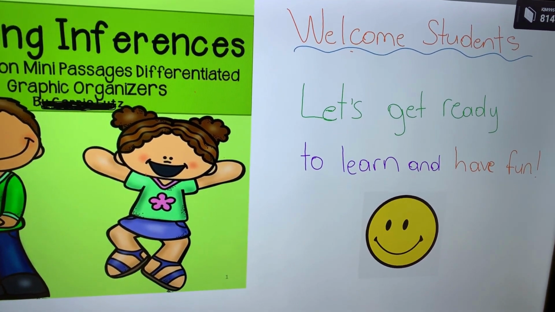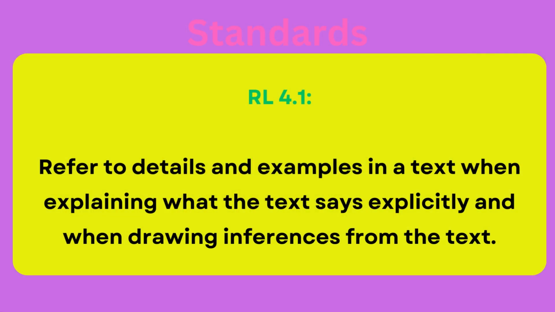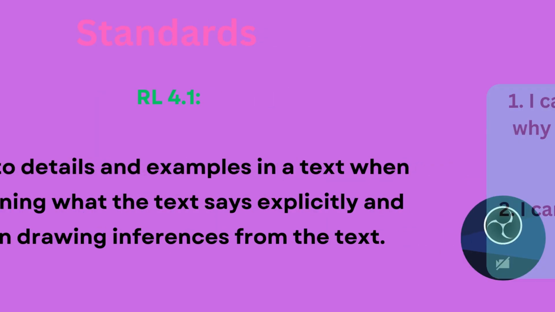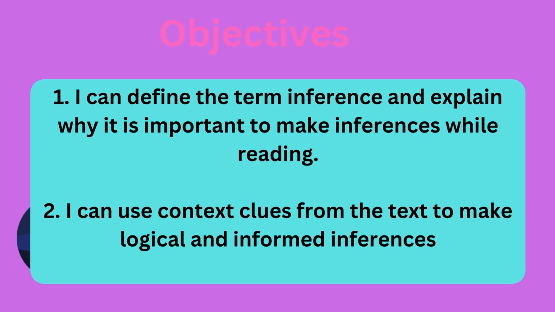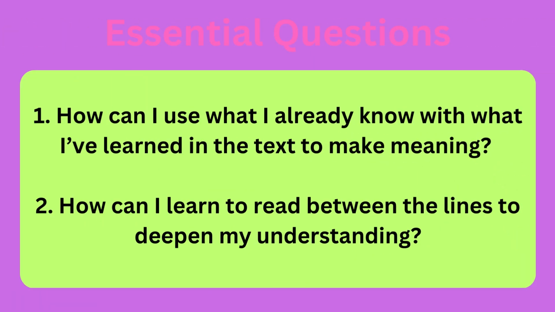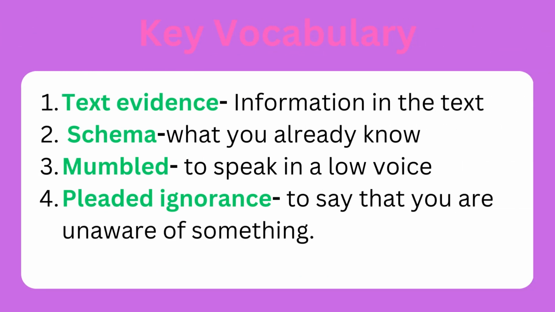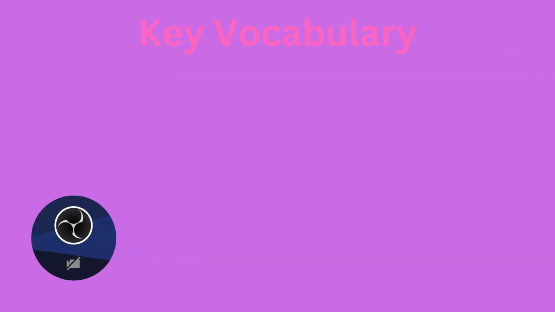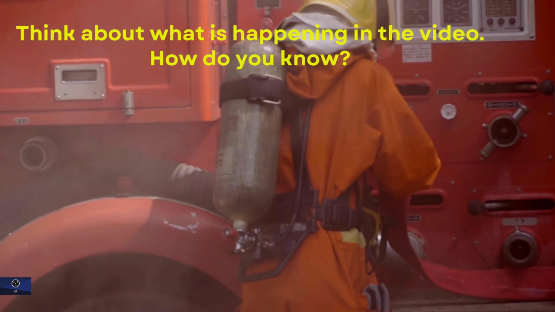Our standard for this lesson is RL.4.1, referring to details and examples in a text when making inferences. Here we have our objectives that we need to meet by the end of this lesson. We also will look briefly at our essential questions. Here is our key vocabulary, which we looked at earlier in our lesson warm-up. Now let's watch this video.